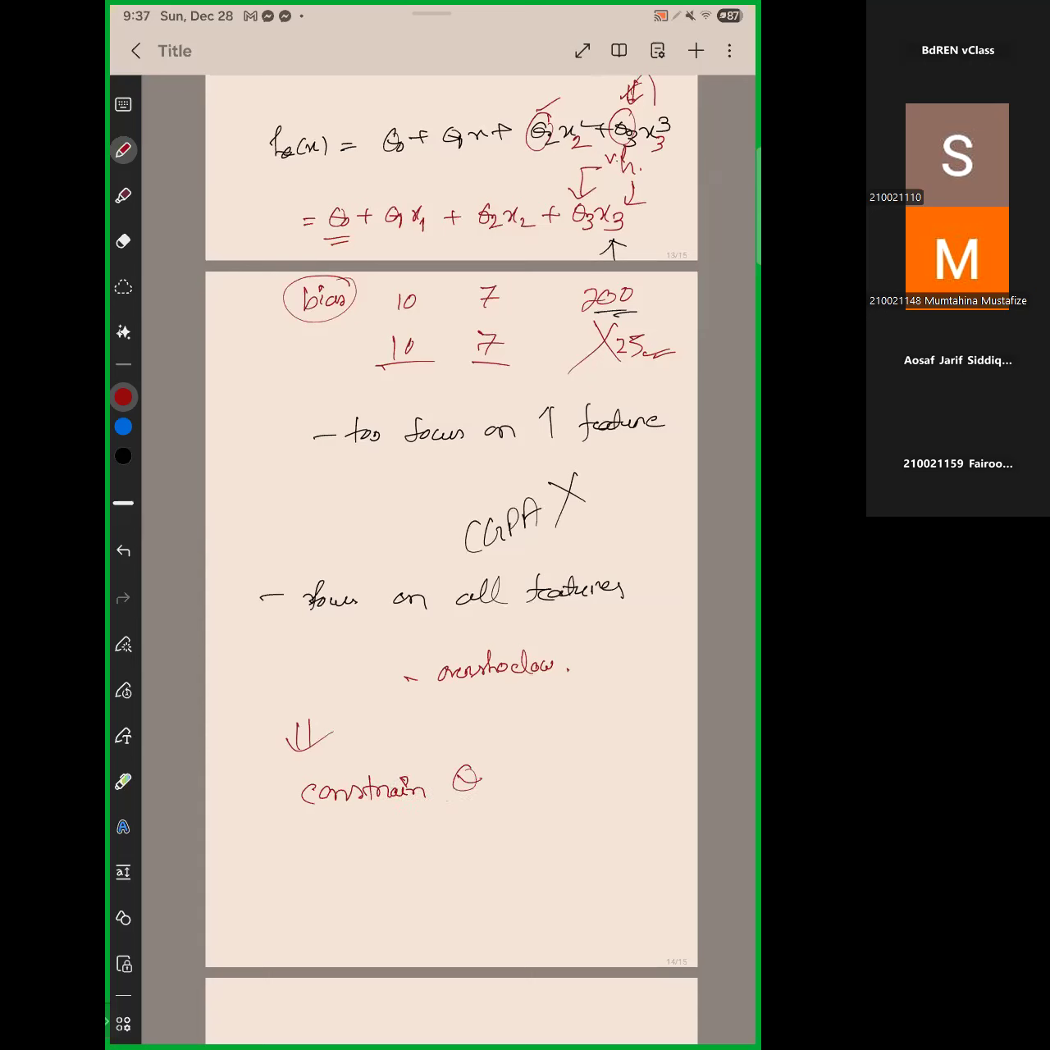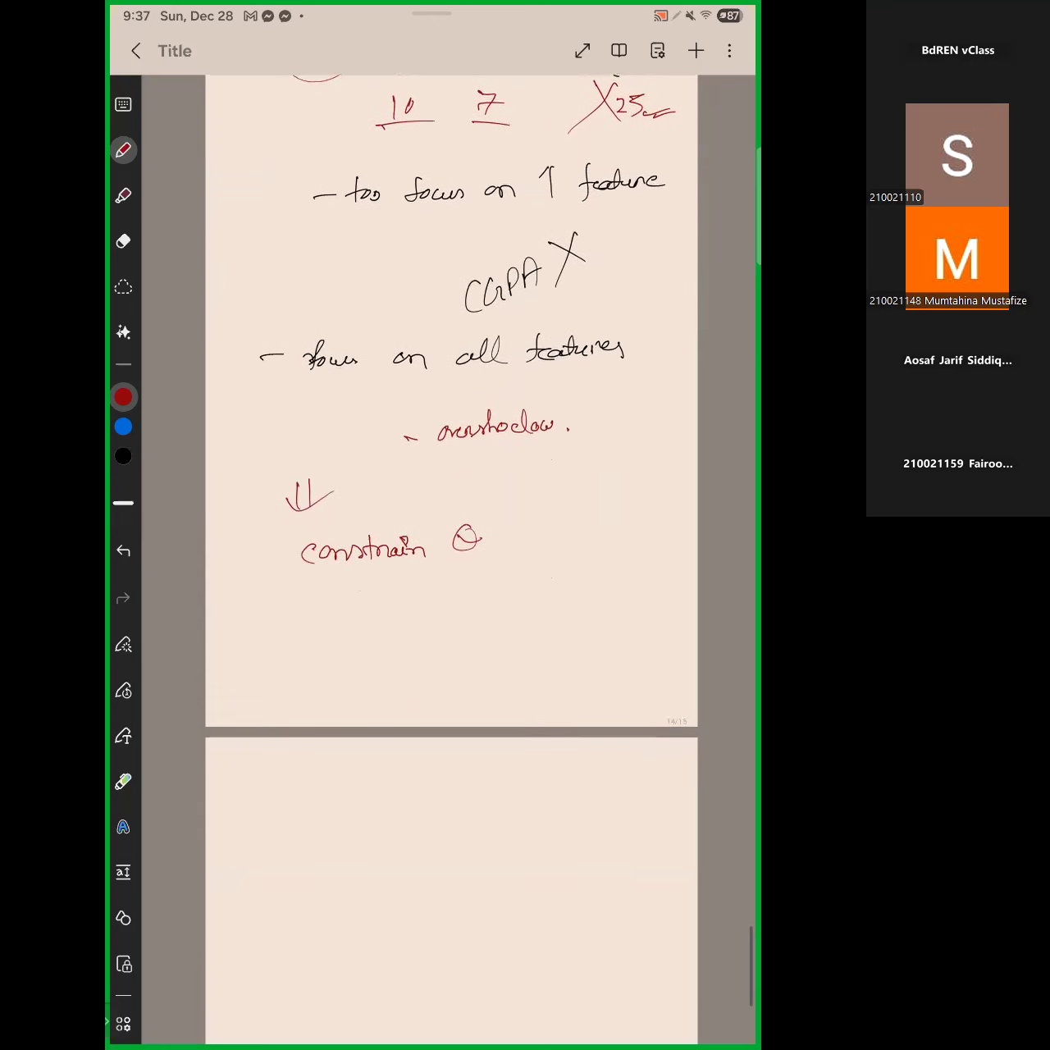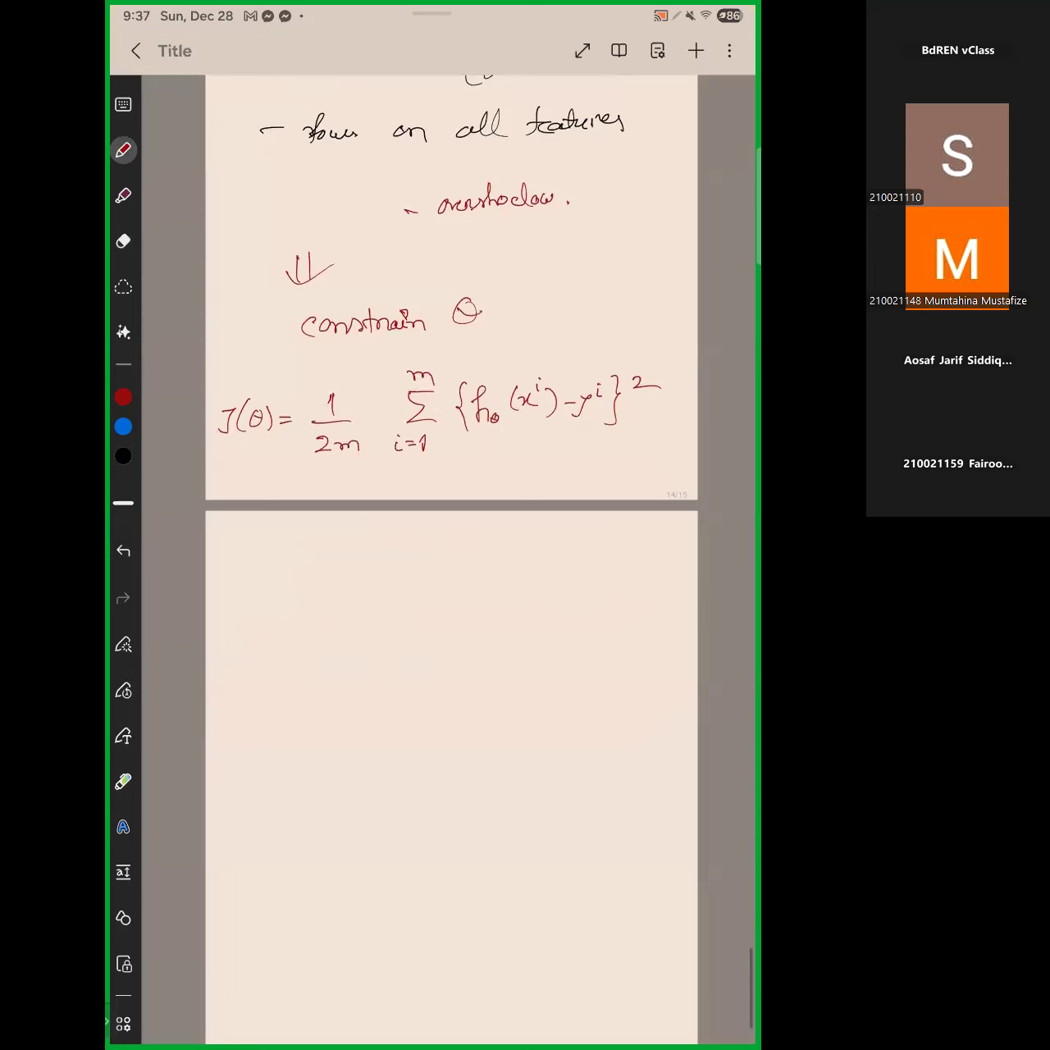Now, in our general equation, there is no way to do that. So basically, if we look at our J theta, our algorithm was 1 divided by twice m, summation i equals 1 to m, h theta of x i minus y i whole square. এটা ছিল না আমাদের কস্ট ফাংশন? আচ্ছা, so what we do here, there are two variations.